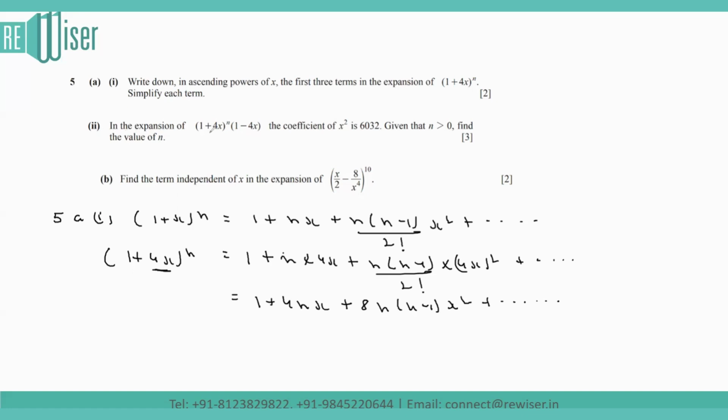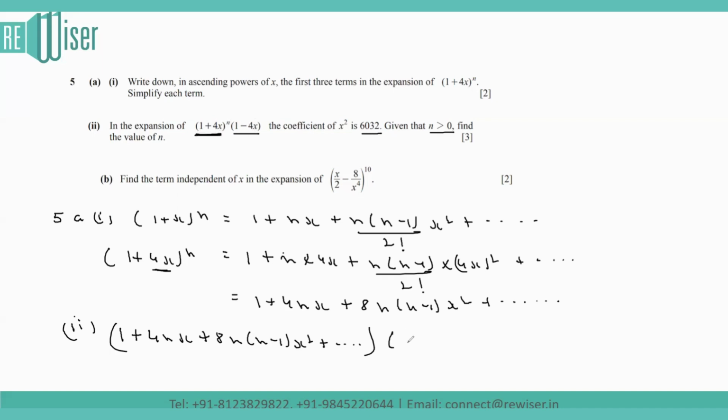5A part 2 says, in the expansion of (1 + 4x)^n multiplied with (1 - 4x), the coefficient of x² is 6032. Given that n has a value greater than 0, we have to find the value of n. To answer this part, we'll use the expansion that we have got for (1 + 4x)^n. So we can write it as 1 + 4nx + 8n(n - 1)x², and the series goes on.